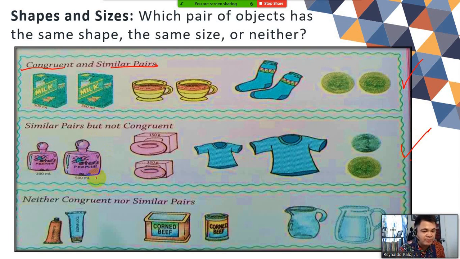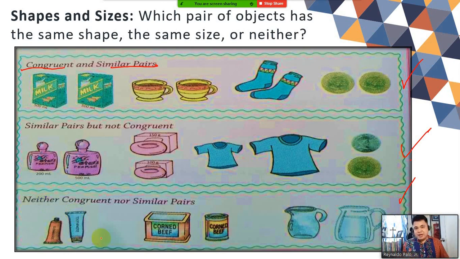As you can see, we have the bottle of perfume. The first one is 200 ml, the other one is 500 ml, and so on and so forth. So you can actually compare the size. They are not the same. But when it comes to the shapes, the pairs of objects are actually similar. So let's have the third row. For the third row, they are neither congruent nor similar, since they don't have the same shapes and sizes. Therefore, we can say that they are neither congruent nor similar.